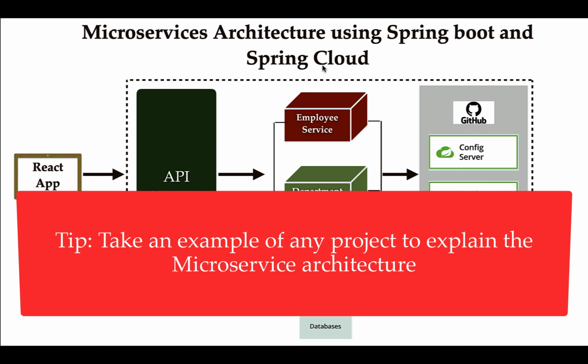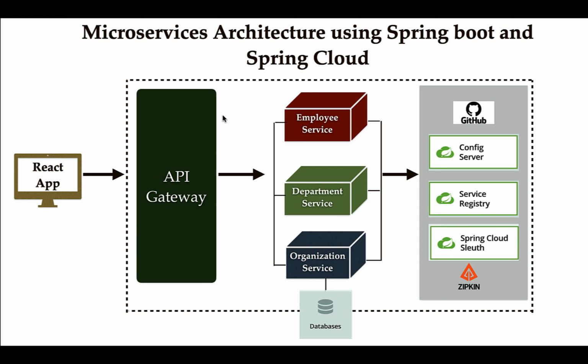Well, we are going to use an employee management project as an example to create a microservices architecture. Well, you can take any example of any project. For example, you can take an e-commerce application, or you can take any healthcare domain related application. So you can take any project as an example, but follow the same steps to create a microservice architecture using Spring Boot and Spring Cloud.